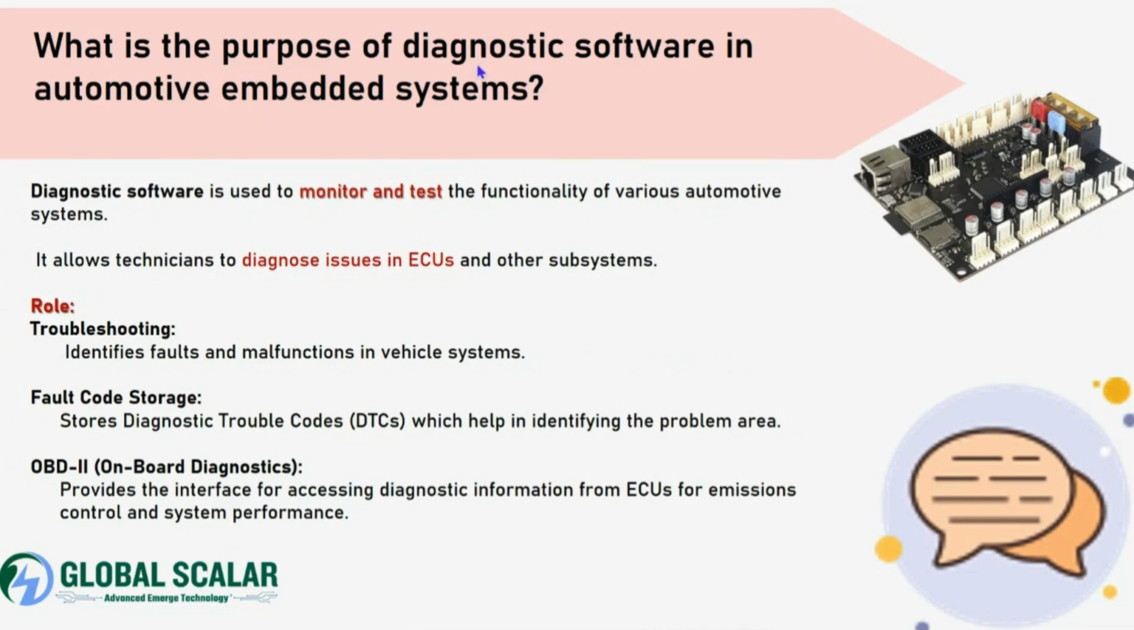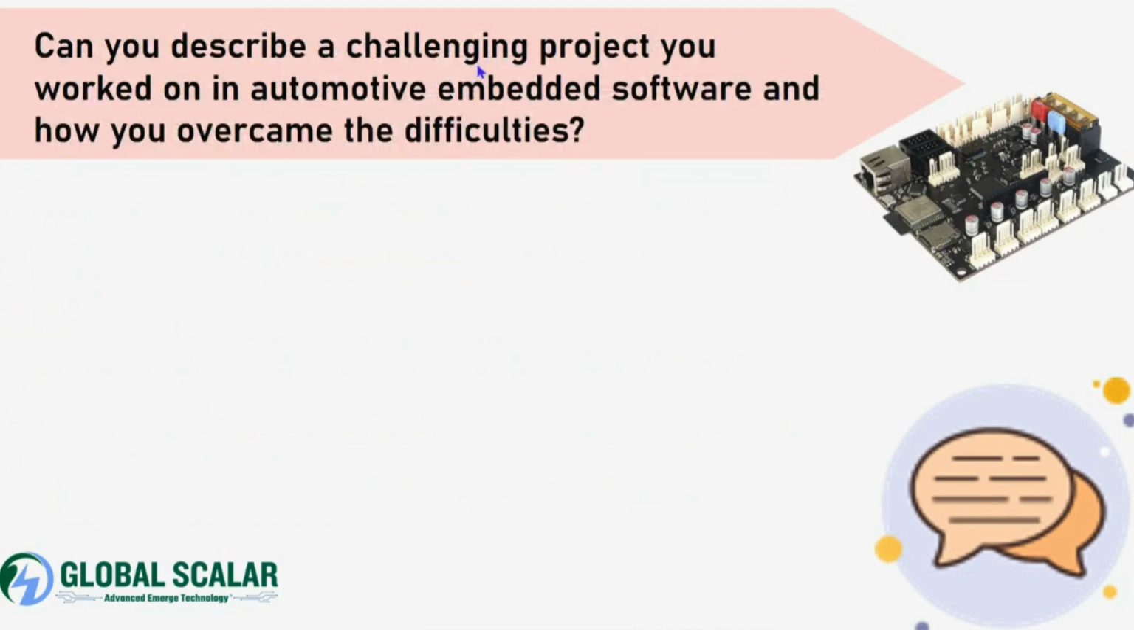It identifies the faults and malfunctions in the vehicle system. Fault code storage stores the diagnostic trouble codes, which help in identifying the problem area. OBD, onboard diagnostics, provides the interfaces for accessing diagnostic information from ECUs for emission control and system performance.